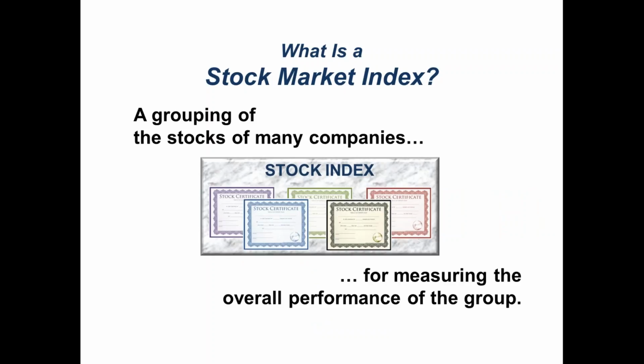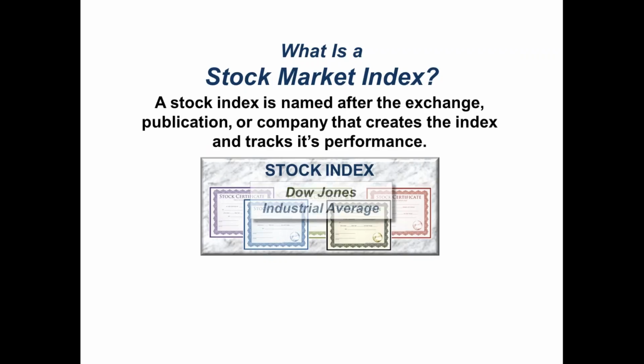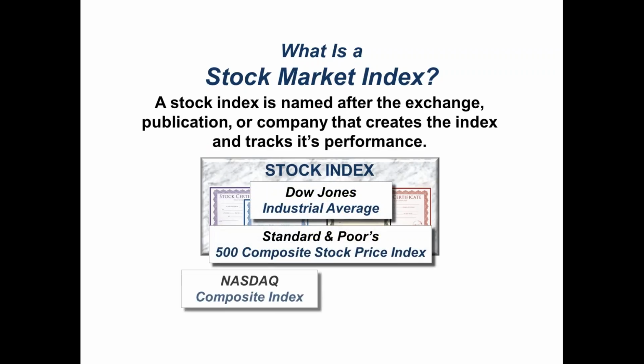That's why if you ever read some of the fine print on some of this annuity material or other things like that, it says, we're tracking to the S&P 500 composite stock price index, which you can't actually invest in the index. That's because these are just conceptual things, okay? So an index is named after the stock exchange, the publication, the company, or it could even be an individual that tracks the performance of that index.